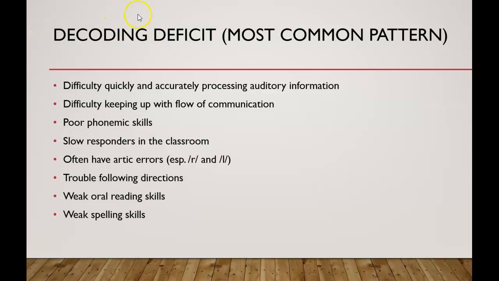So the very most common pattern of auditory processing disorder is called the decoding deficit. This is the most common pattern of all that are typed and seen, and this is in the Buffalo model. A person with decoding deficit will experience all of these: difficulty with quickly and accurately processing auditory information, keeping up with the flow of communication, poor phonemic skills, slow responses in the classroom, artic errors, trouble following directions, weak oral skills, and weak spelling skills.